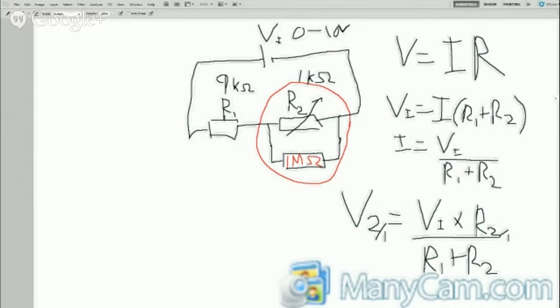And so the potential divider will continue to function as expected. If this is something very small, like 1 ohm, now the effect is going to be quite marked. So if we put a 1 ohm resistor in here, actually the resistance of this section is going to drop down to about 1 ohm.